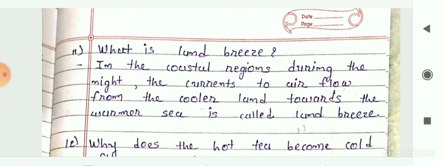Next question, similarly, what is the land breeze? So in a coastal region, during the night time, the current of air flows from the cooler land towards the warmer sea, and it is called the land breeze. So it occurs in the night time, and the air flow from the cooler land towards the warmer sea is known as the land breeze. So this is the land breeze.